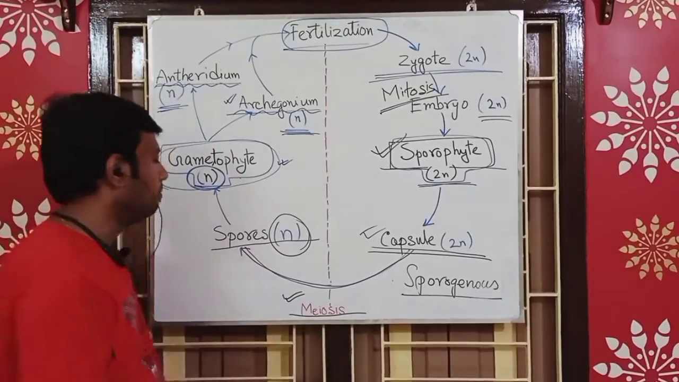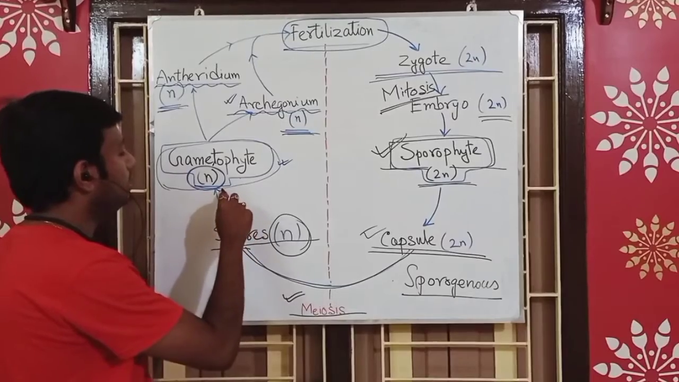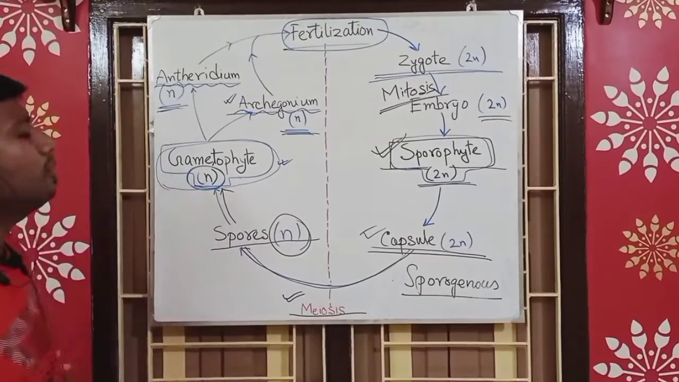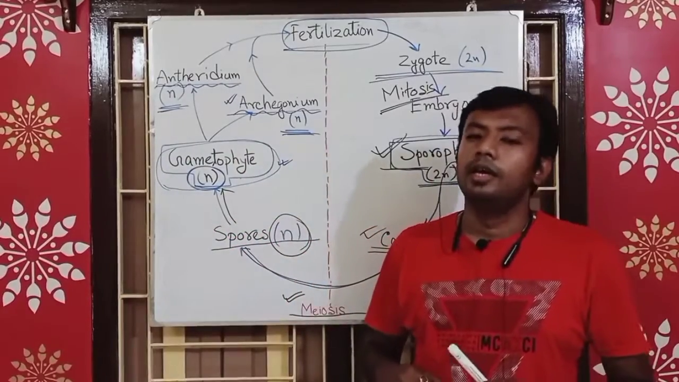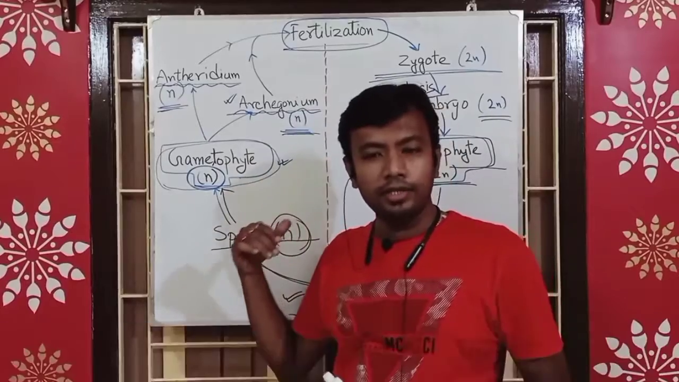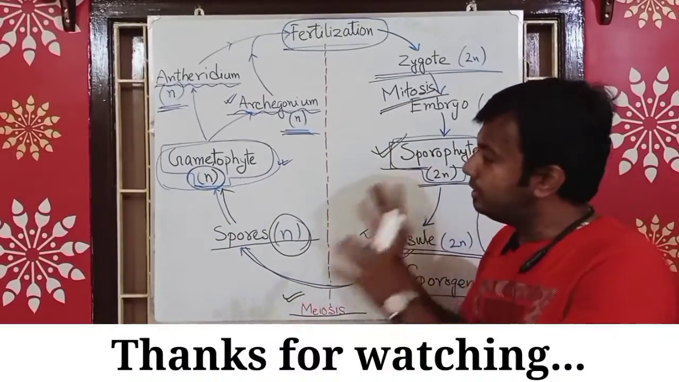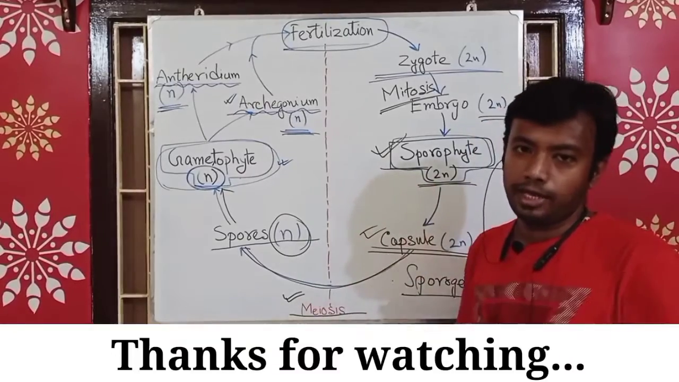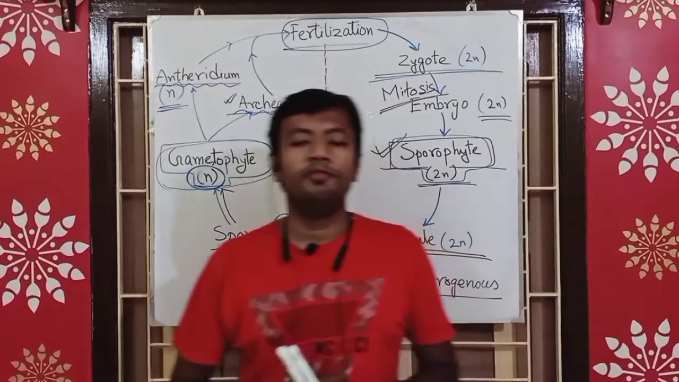And from there, these spores, after growth and further differentiation, produce the gametophytic generation, the haploid generation, which is the independent phase. Thus, their life cycle continues likewise for several generations and they always follow this mode of life cycle. So, this is the alternation of generation in the case of bryophyta.